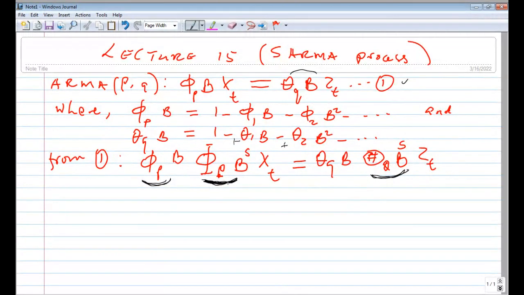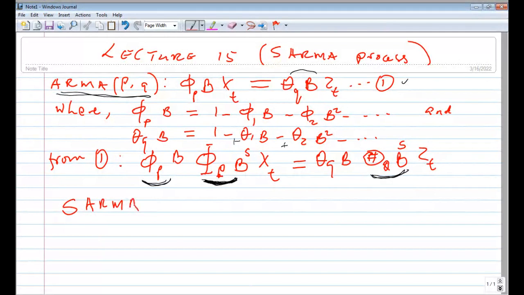And this other one is a seasonal part for autoregressive. So all in all, it changes our ARMA p q, this one. It changes that ARMA p q to become SARMA. So in other words, now we are going to have SARMA.